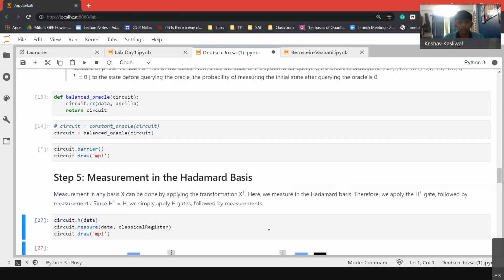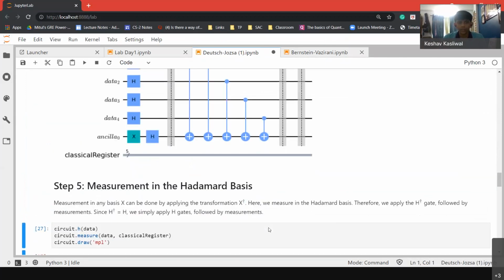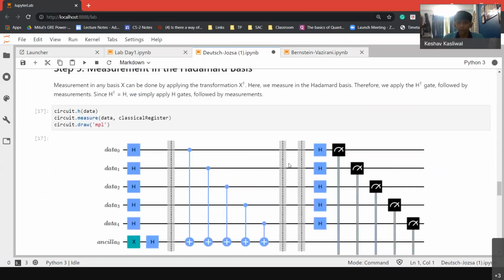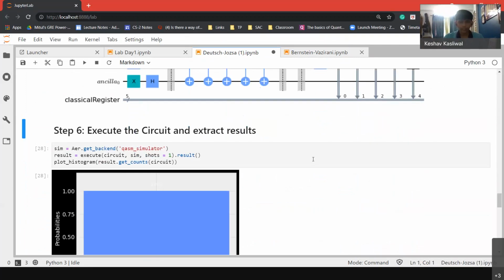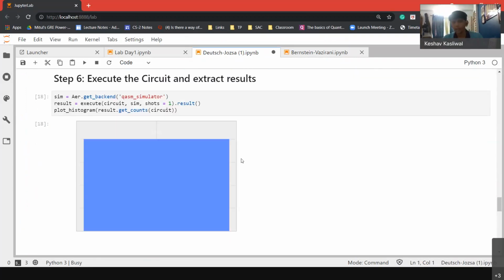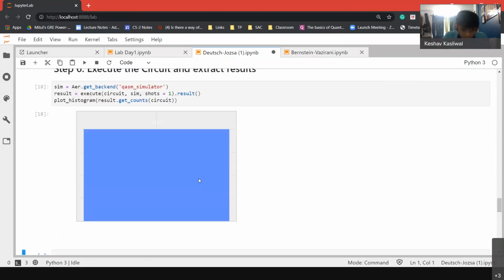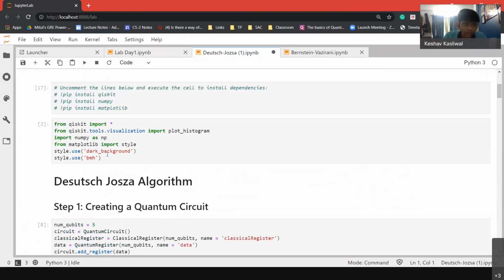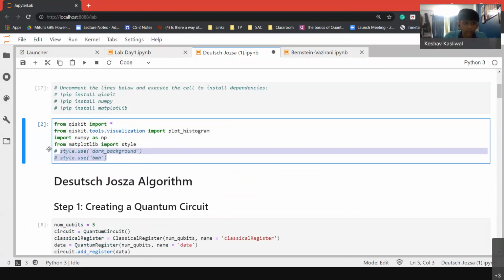Now, what we do next is put another series of Hadamard gates on all the qubits, and then we measure all the qubits over here. As you can see, the results signify what we had learned in the theory as well. I'll comment this for proper understanding.